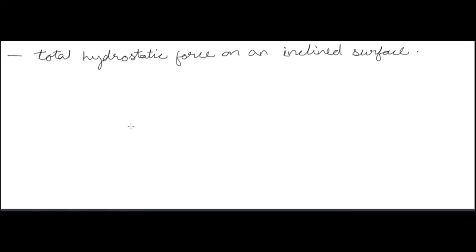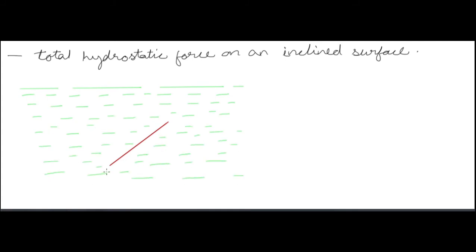Now, total hydrostatic force on an inclined surface. Because for a horizontal surface nothing matters. It's just a horizontal surface, all are the same, h bar is the same, h star is the same, h is the same. So in the horizontal surface nothing matters, the center of pressure is the same. But in an inclined surface or a vertical surface we will have different h bar values.